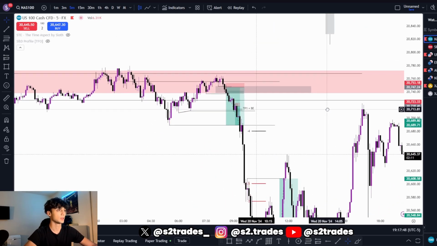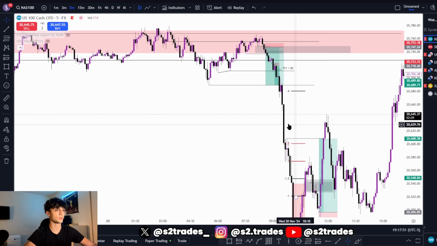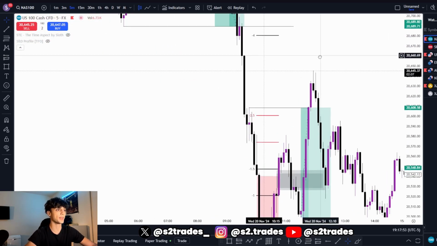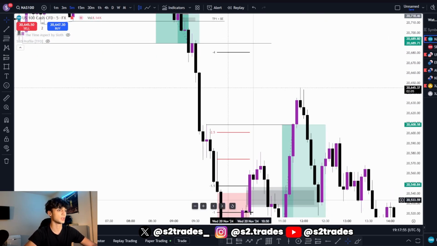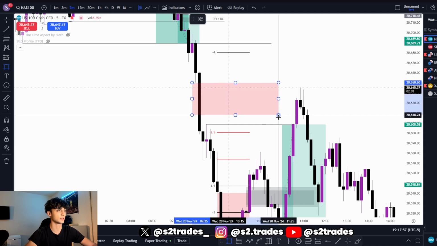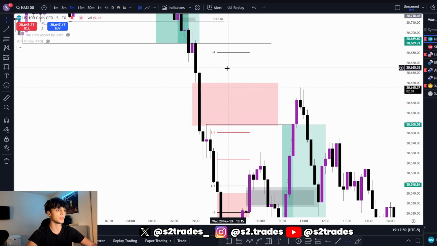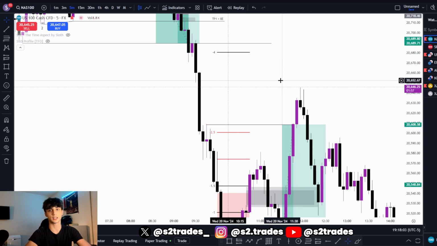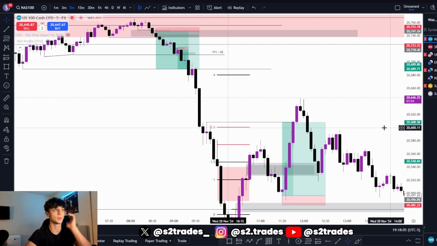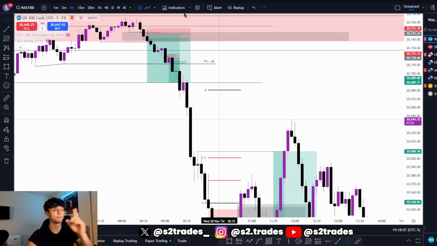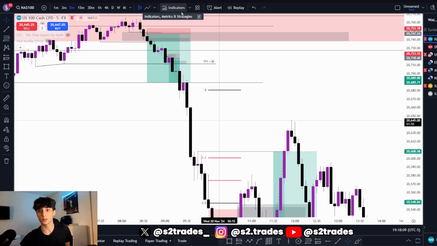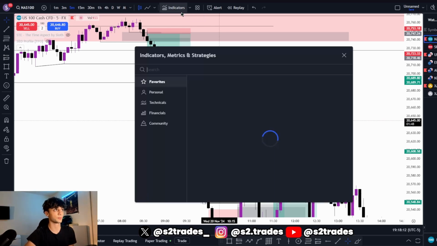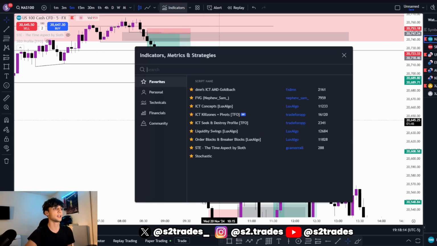So if we go over to this chart, you can see that there's many fair value gaps everywhere. So there's a fair value gap right here, right? There's a fair value gap right there. And this is something that you won't be able to see off the start. It's trained. You basically train your eyes to see it. When I first started trading, the way that I trained my eyes to see these patterns is I used the indicator called FVG Nephew Sam.